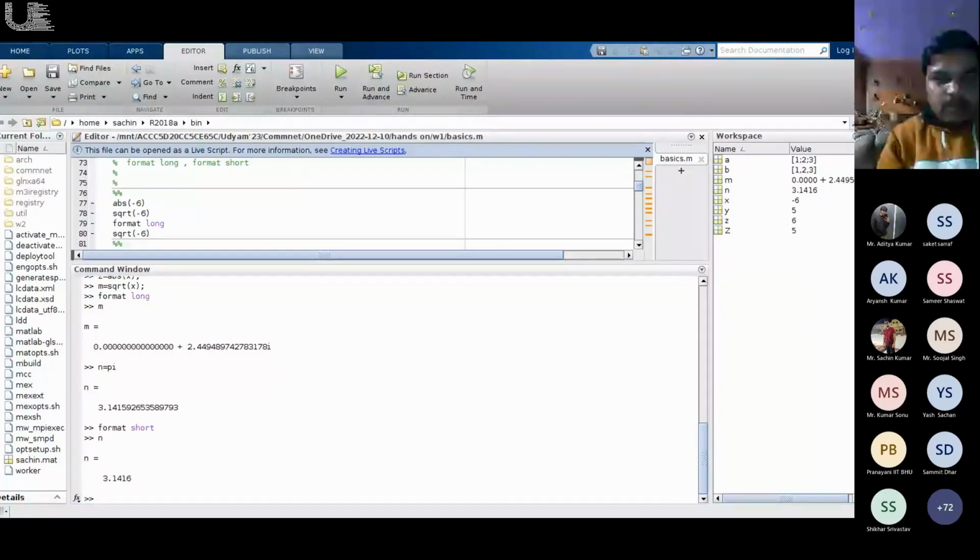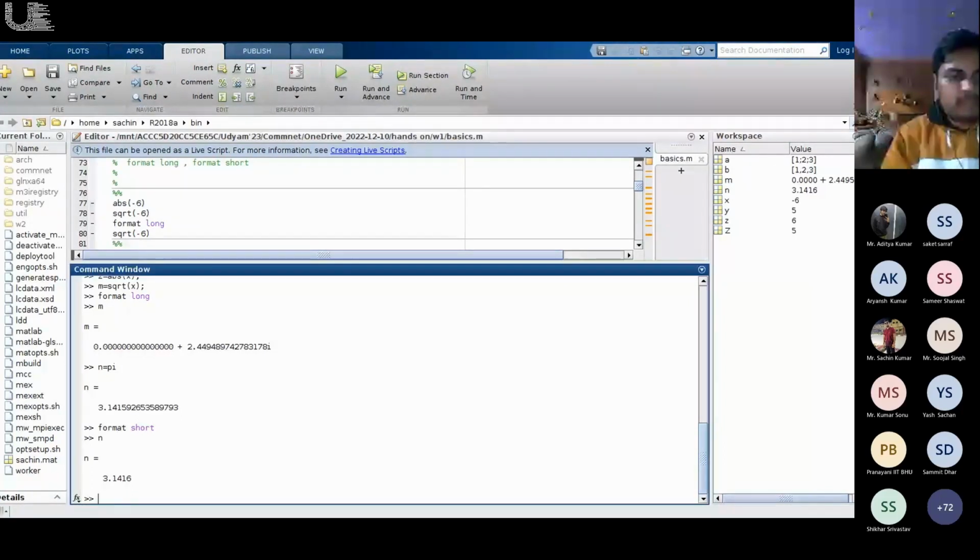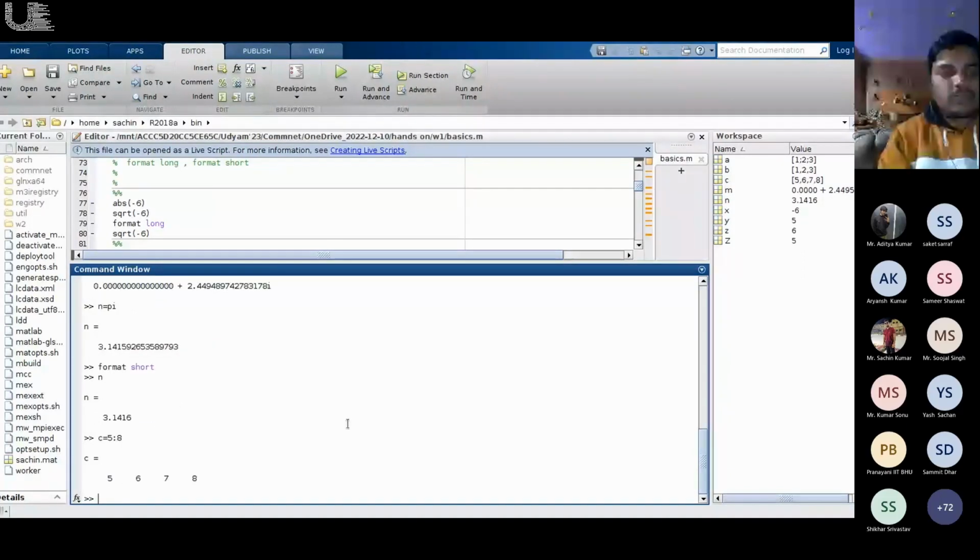So next is the evenly spaced vector scenario. Let's say we want to create an array. I'm writing c is equal to 5 colon 8, and I'm entering. So it will create all the values 5, 6, 7, 8 with a difference of 1. It will create a matrix with variable name c, and it will store values 5, 6, 7, 8, which have the difference 1.